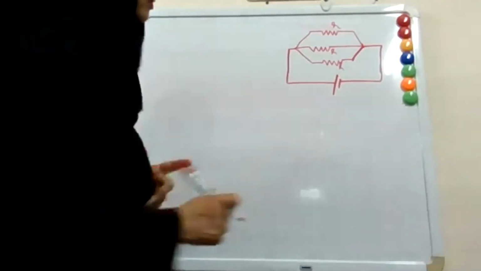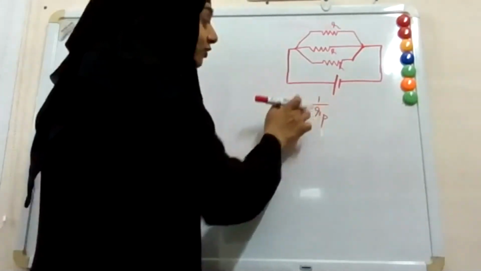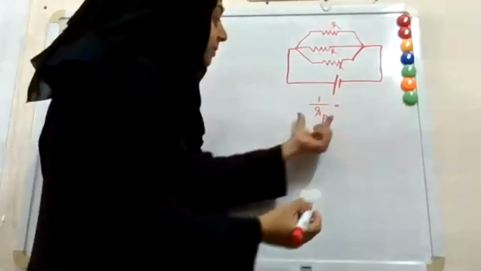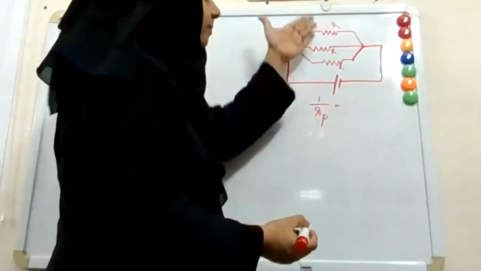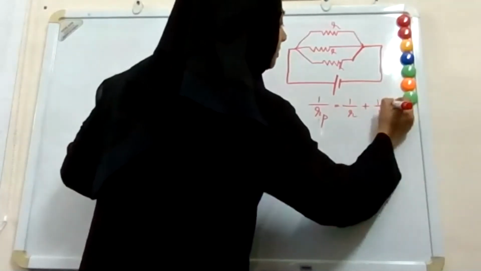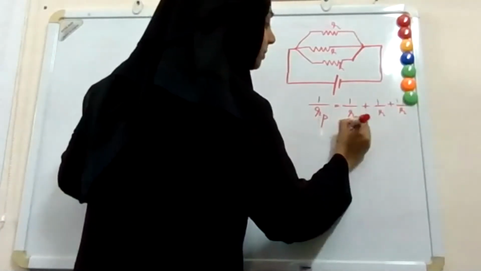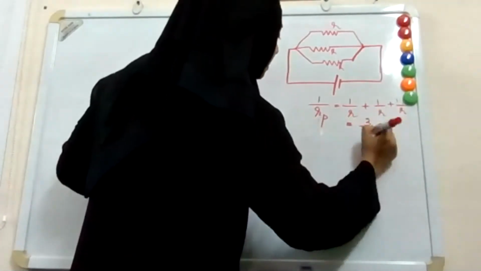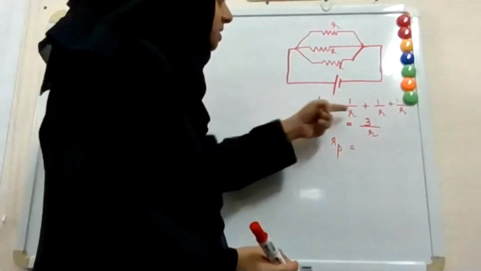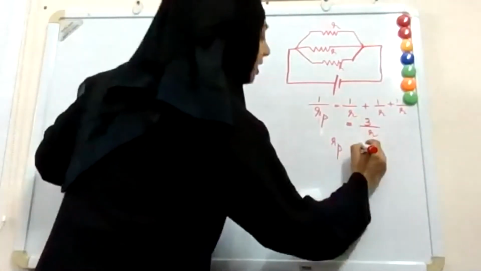1 by R plus 1 by R plus 1 by R. So 1 by Rp. Don't forget it is 1 by Rp. Rp means effective resistance for parallel resistors. It will be 1 by R plus 1 by R plus 1 by R, which is 3 by R. So 1 by Rp is 3 by R, and Rp will be equal to R by 3.